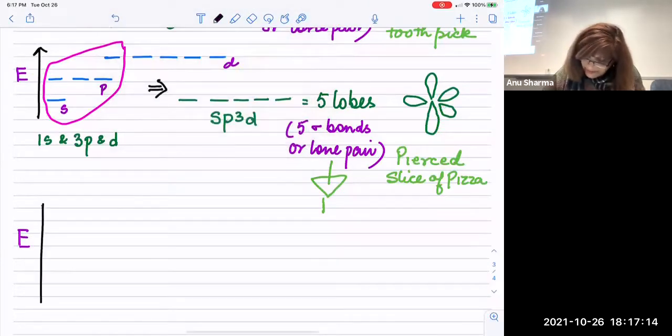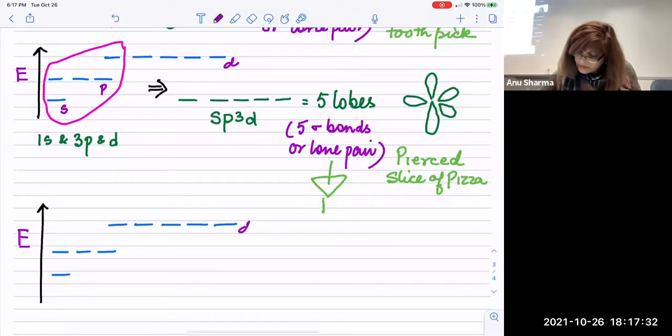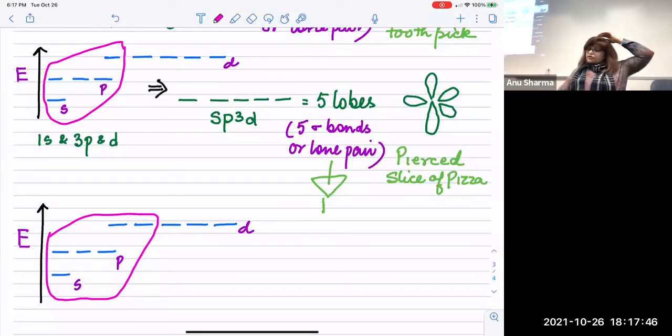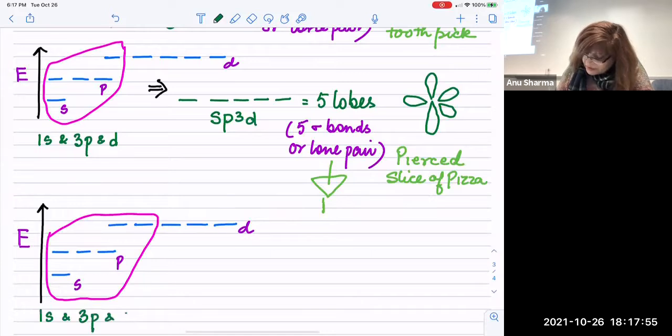this is the energy diagram. Now here you have the S, you have the P, one, two, three, and you have the D, one, two, three, four, five. Remember, this is P, this is S, and now you have the two of D's. So we are mixing the S, the three of P's and two of D's. So write down one of S and all the three of P's and two of D's.